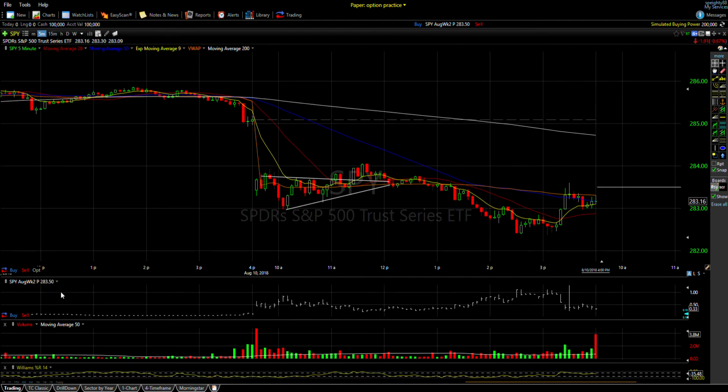I only use the ones expiring the day of or the day before because those are the ones that are going to make the biggest moves. Very risky. You don't want to be in long because they're going to expire at the end of the day. So be cautious when using those expiring options.